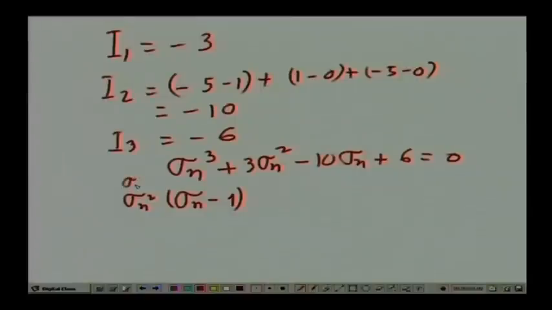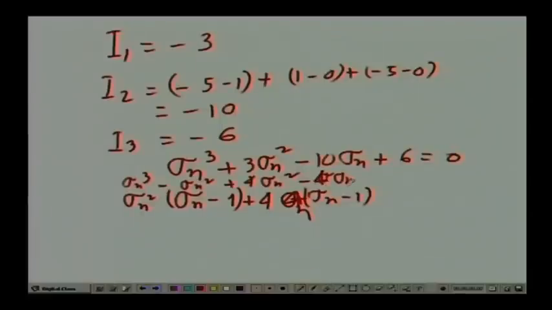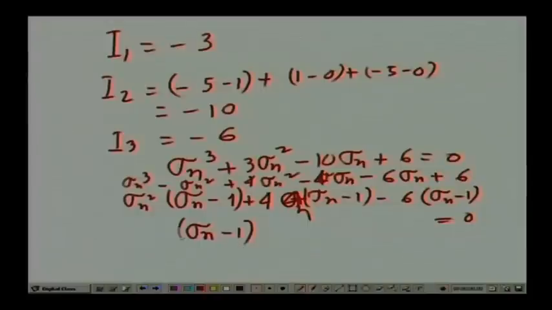So, this gives sigma n cube minus sigma n square, plus 4 sigma n square, plus sigma n minus 1, this is 4. So, 4 sigma n square minus 4 sigma n, minus 6 sigma n plus 6. So, minus 6 into sigma n minus 1 is equal to 0. So, we get sigma n minus 1 times sigma n square plus 4 sigma n minus 6 is equal to 0.